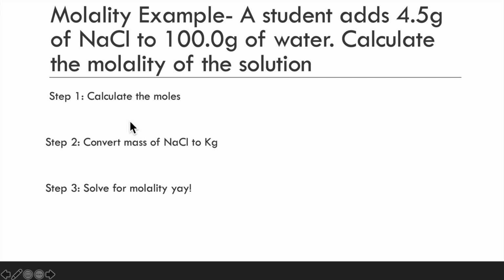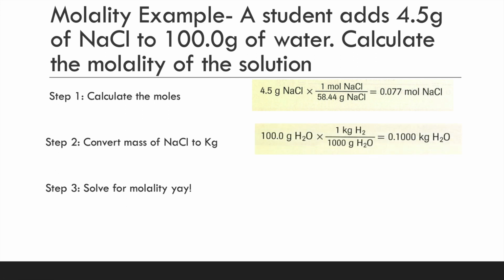So step 1, calculate moles. You do 4.5 grams, what's given, divided by the molar mass, which I gave to you right here. When you do these on your own, you need to figure out the molar mass on your own. And when you do that, you get 0.077 moles of sodium chloride.